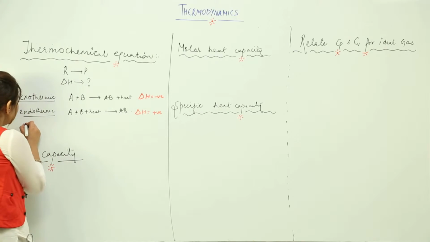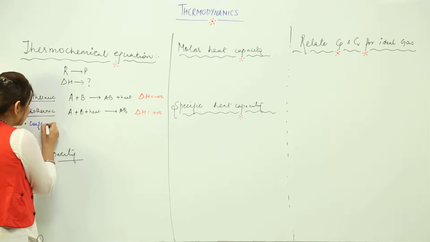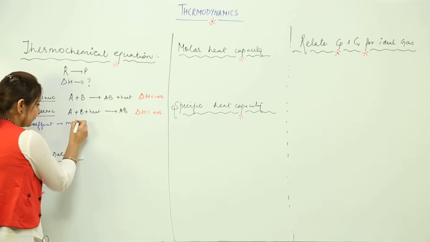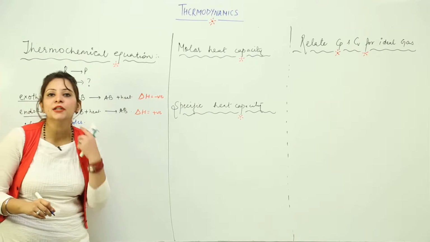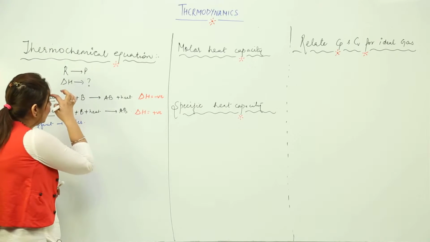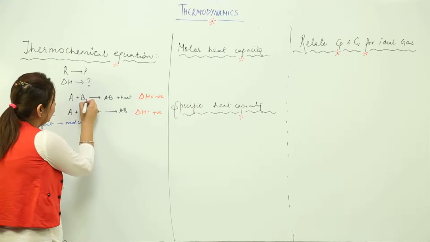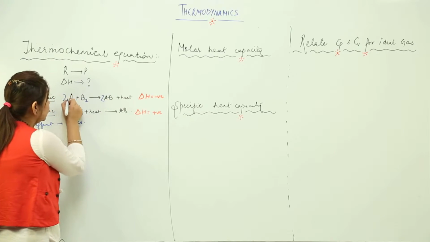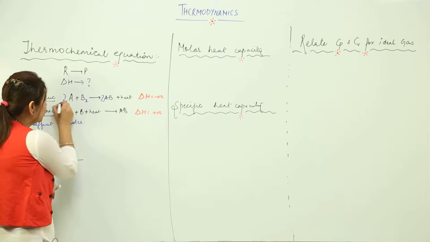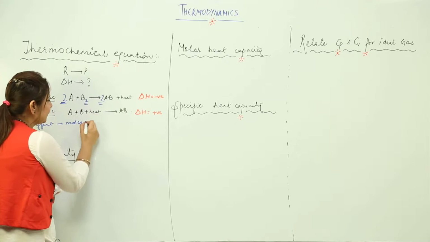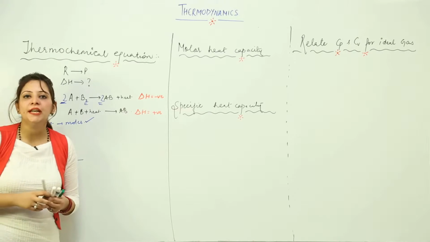There are a few points which you have to keep in mind. See, the coefficients involved in reactions are actually the moles. Suppose I write AB2 and here I write 2 and this is also 2. What do these two indicate? These indicate the moles. That means the coefficient indicates the moles.